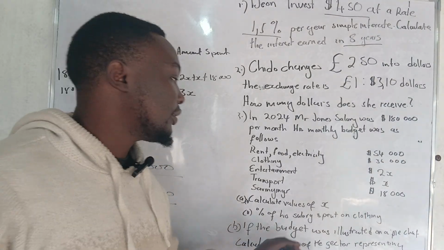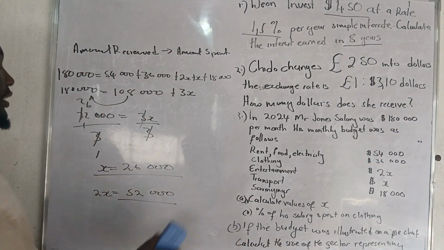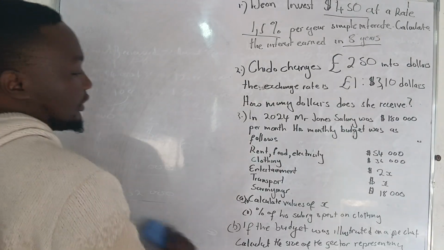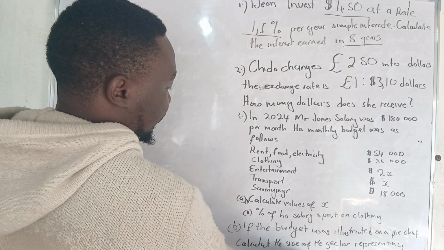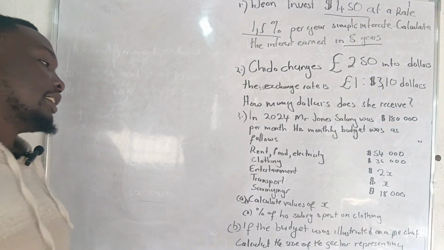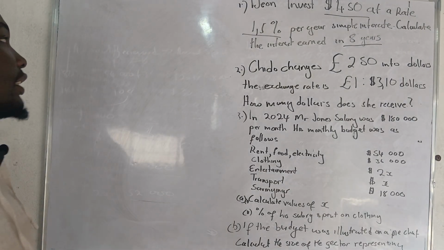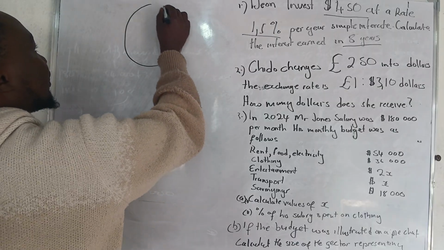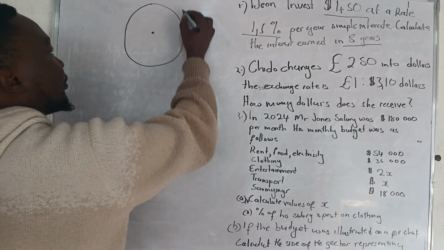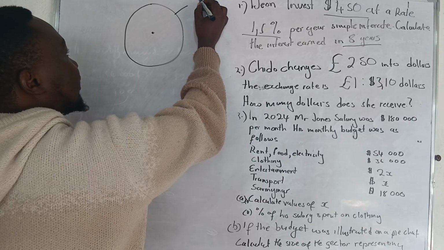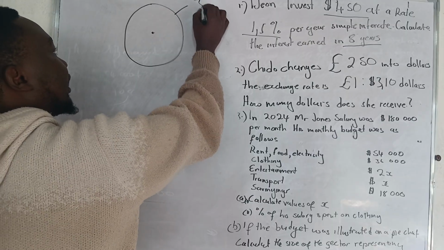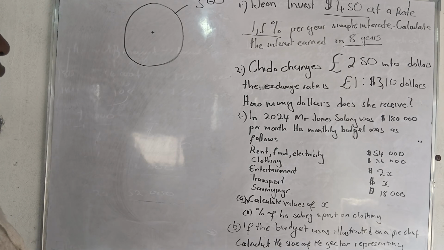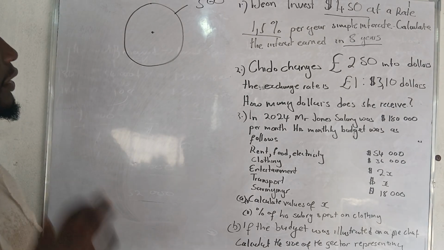So let's move on to the last segment. If the budget was illustrated in a pie chart, a pie chart is circular in form. So if it's circular in form, that means it rotates 360 degrees.